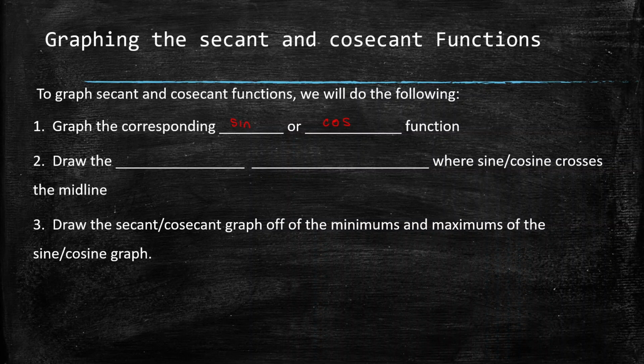Okay, so I'm going to graph the corresponding sine or cosine function. And then I'm going to draw the vertical asymptotes. And then those are the points where we cross the midline, all right? Not necessarily 0, because if I have a vertical shift up or down, it's where I cross that midline, right? That adjusted 0 value, if you will. And then finally, draw the secant or cosecant graph off of the minimums and maximums of the sine and cosine graph.